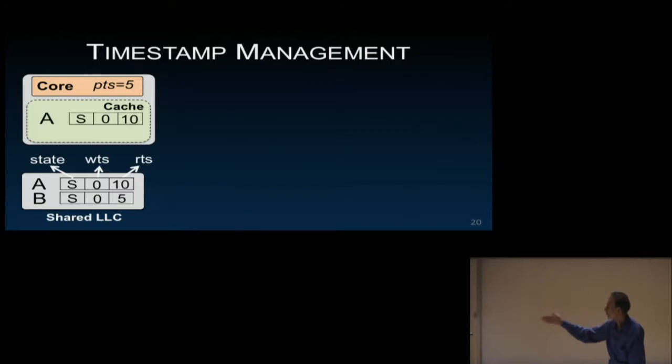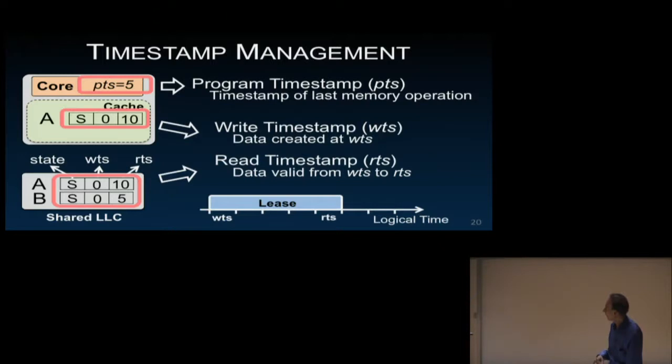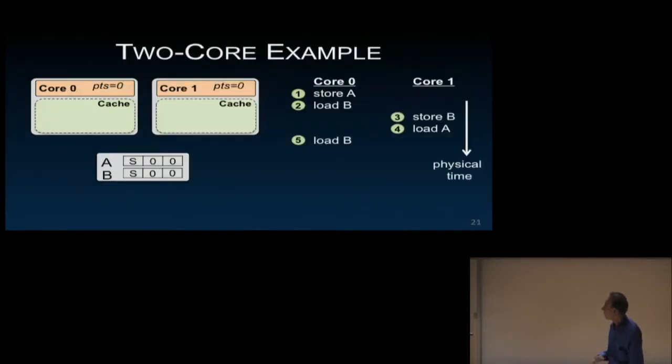So you have a cache, and you also have a shared last level cache, which you can think of as main memory if you like. Right? So that's your program timestamp, which is the timestamp of the last memory operation that you did. And then the write timestamp means that the data was created at WTS, and the read timestamp means that it's valid till then, and you have a lease that looks like that. Right? So I'm going to give you an example that is going to show you all this time-traveling hoopla that made for a cool abstract, but there's some substance there. Okay, so here's what happens.